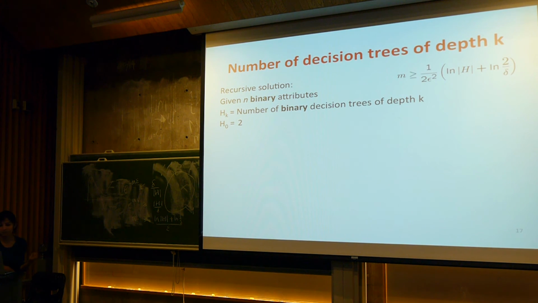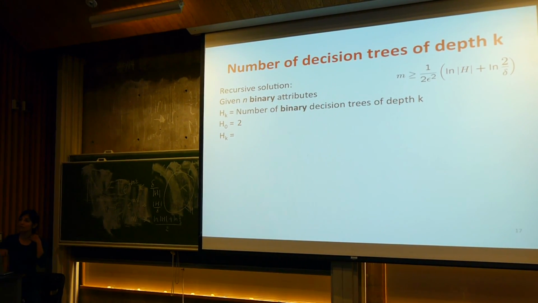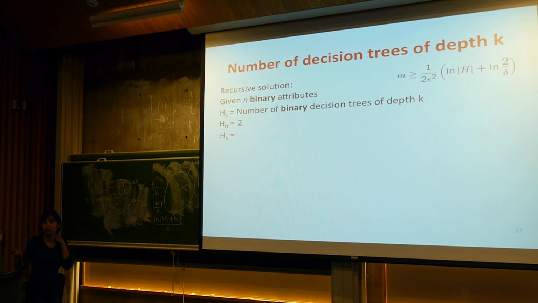So that's 2. Now, deriving how many decision trees of depth k in general is hard, but if we do it recursively, it's easy, right? So let's try to write how many decision trees of depth k there are in terms of how many decision trees of depth k minus 1 there can be. What should the expression look like if I wanted to do that?